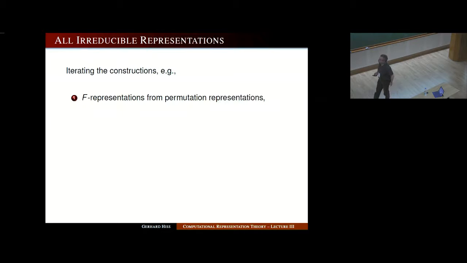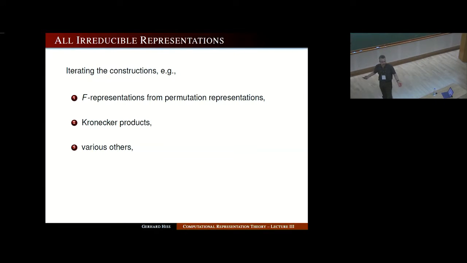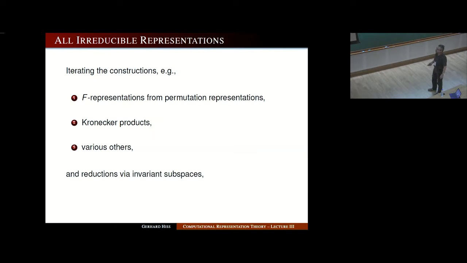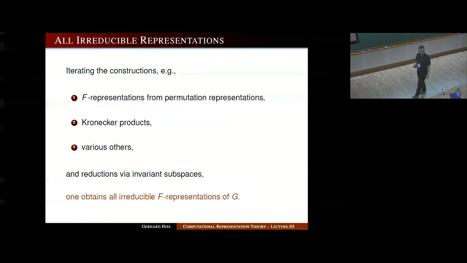Okay, now, if you iterate this process, if you compute F representations from permutation representations, and permutation representations are usually not so difficult to get, from Kronecker products of representations, from various others like inducing representations, which you can also do on a computer, or restricting representations, which you can also do on a computer, or symmetrizing representations. And then if you construct and reduce, and construct and reduce, you will finally obtain all irreducible representations.